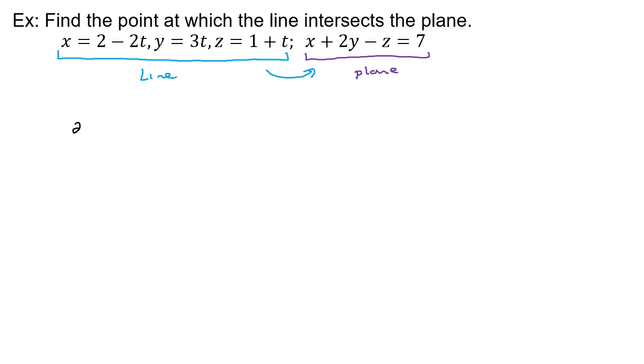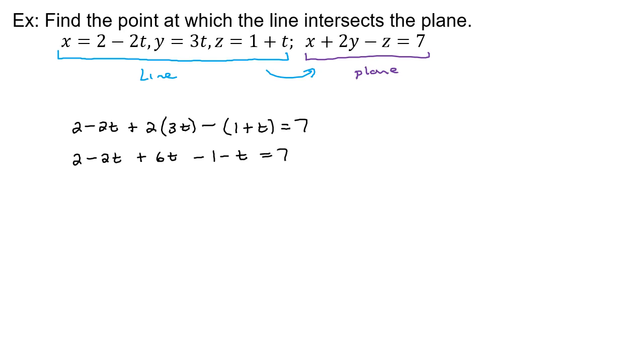So that x becomes 2 minus 2t. Then I have 2y, y was 3t. And then I have a minus z, but z was 1 plus t, equals 7. So you're just plugging in the x, the y, and the z. So I get 2 minus 2t plus 6t minus 1 minus t equals 7. So gather all my t's together. I have 6 minus 2 is 4, minus 1 is 3. So I have a 3t. And I have a 2 minus 1, which is just 1, plus 1 equals 7. So that means 3t was 6.